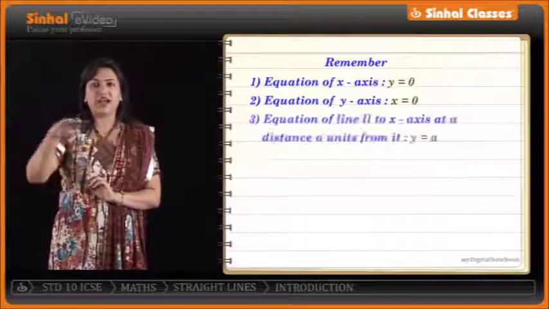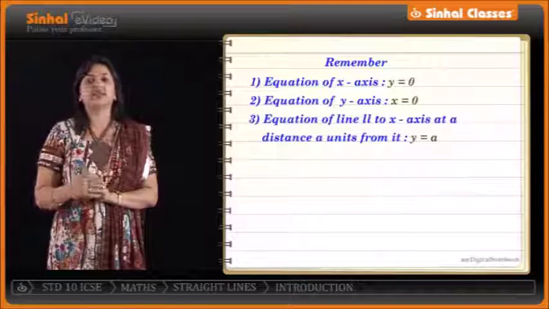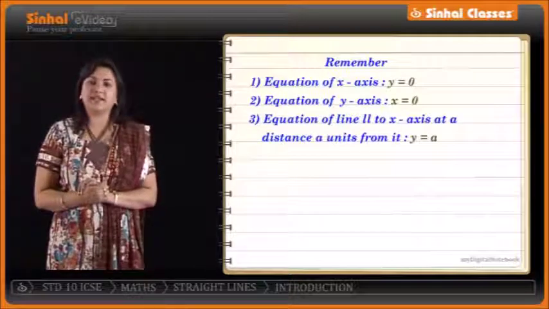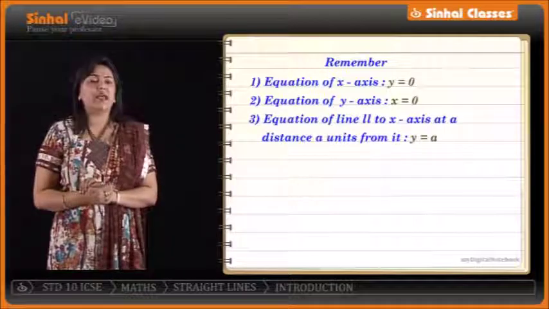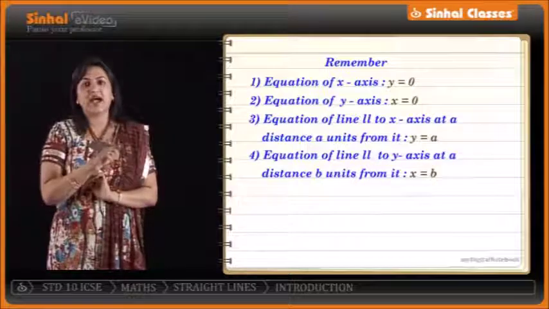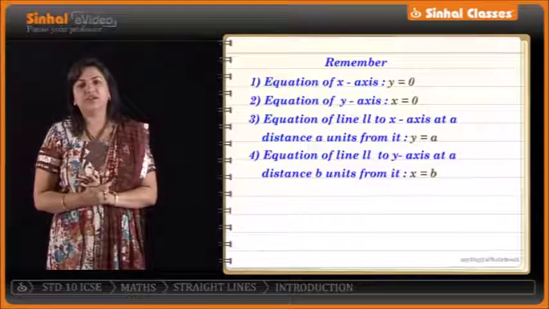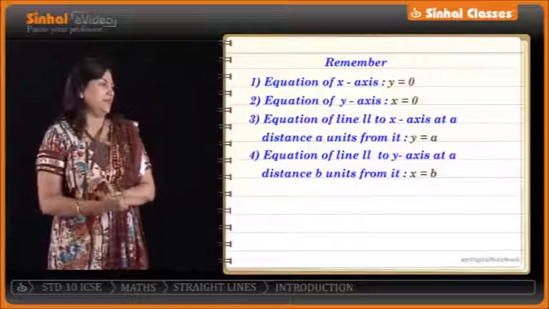Now the equation of a line which is parallel to the x-axis at a distance a units from the x-axis will be y is equal to a. And the equation of a line parallel to the y-axis at a distance b units from the y-axis would be x is equal to b.